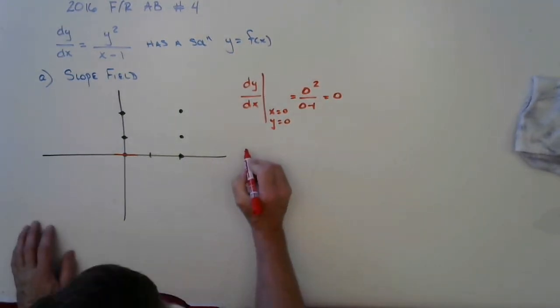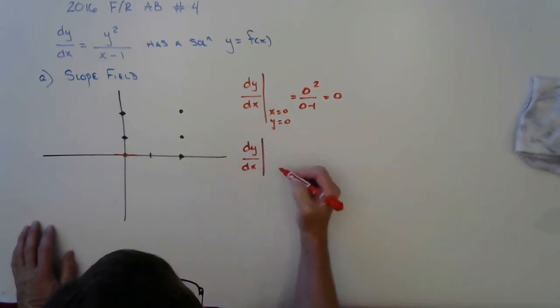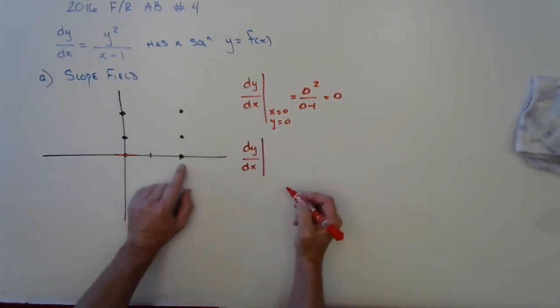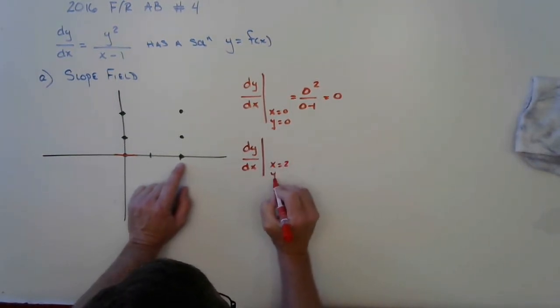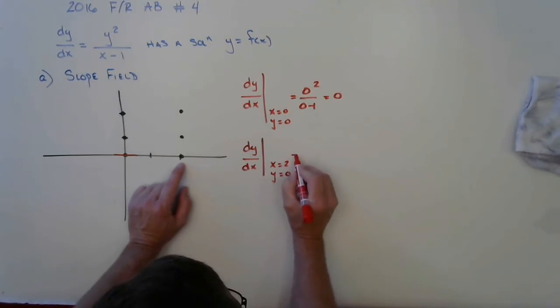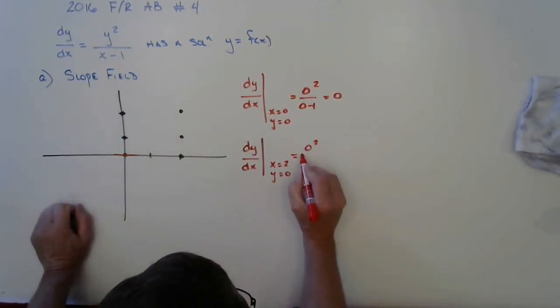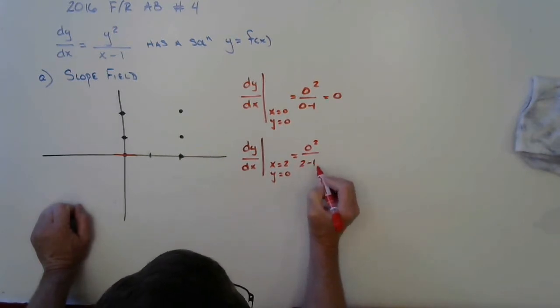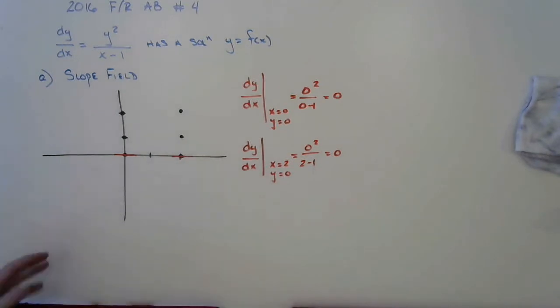Now let's plug in another point. dy dx. Now this point right here is x is 2, y is 0. So what would that look like? We're going to plug it in here to get the slope. So that's going to be 0 squared, and that's going to be 2 minus 1, so that's going to be 0. So we would draw a little bar like this. This is what we do in our answer document, and we say, okay, the slope right there is 0.